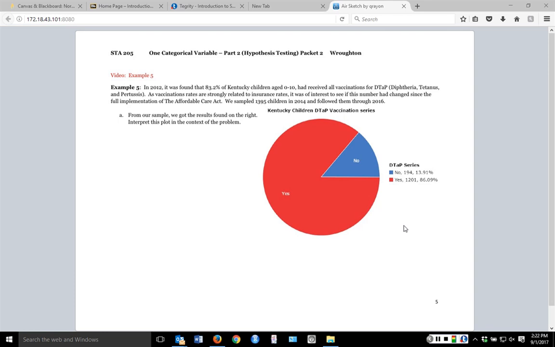Alright, so some information that we got here. So we have our sample size being provided there for us. We have this comparison number that we're going to be using. We want to know if this had changed since the last time that we got. Alright, but other important things, let's go ahead and dive into part A. From our sample, we got the results found here on the graph. We're going to just interpret this plot in the context of the problem.